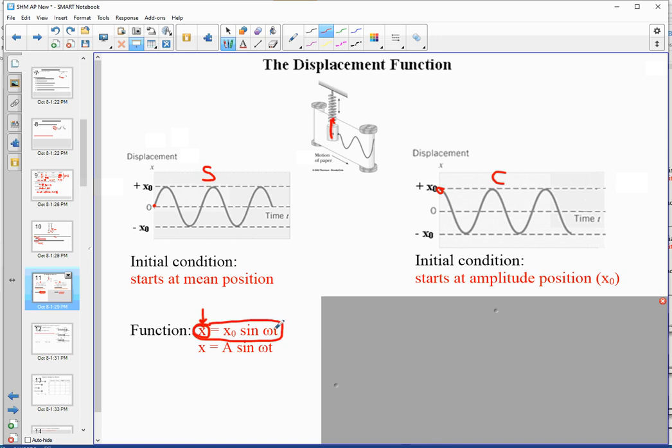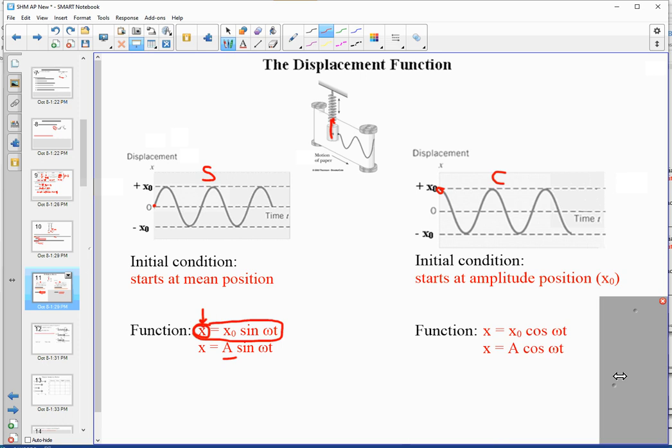Now, t is the main argument here inside the sine function, and the omega just sits in front of it. If you remember when we took derivatives yesterday, it was this omega thing that kept popping out in front. Another way to write it, if you prefer A instead of x0, but it's really the same thing, x equals A sine omega t.